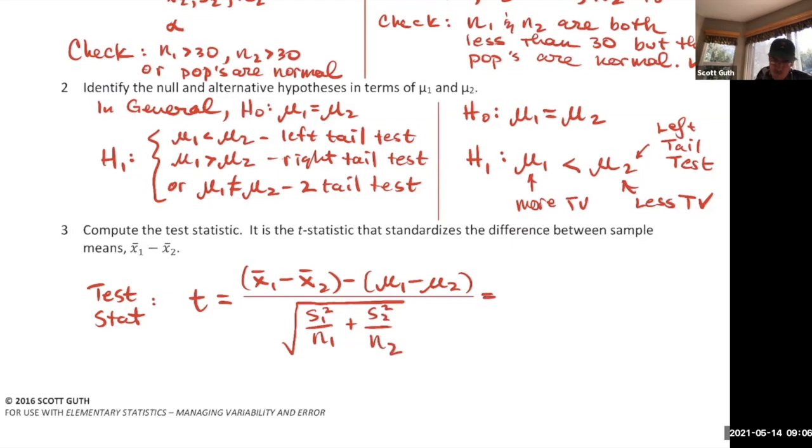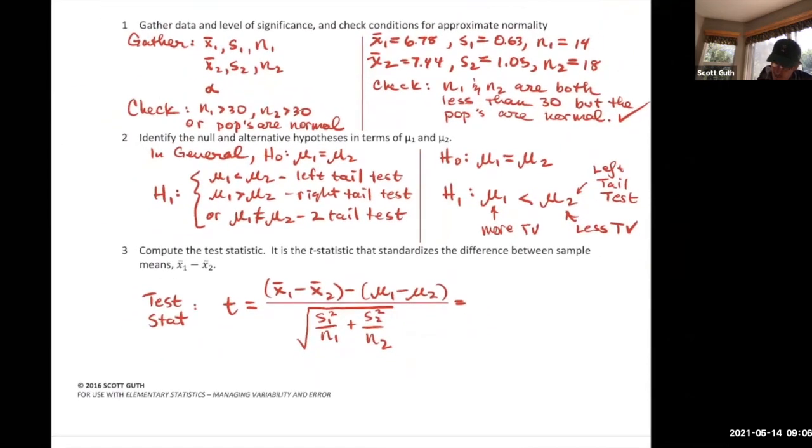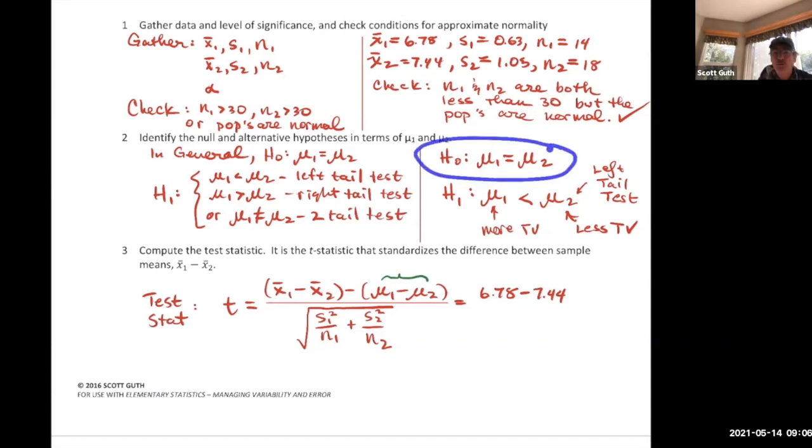So our X bar 1, 6.78, minus X bar 2, that's 7.44. You remember we assume the null hypothesis is true. So when it says mu1 minus mu2, we don't know what the values are, but the null hypothesis says whatever they are, they're equal. So when you subtract them, you should get 0. So you're always kind of saying minus 0 in that numerator when you do these two population tests.